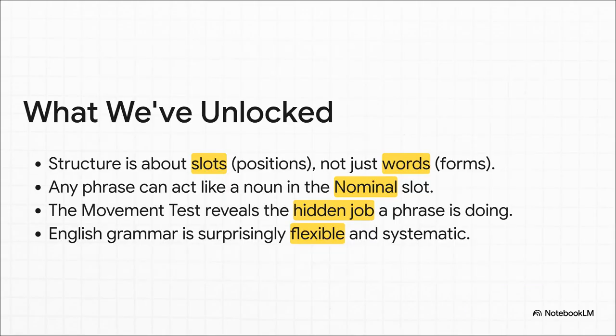So, let's recap what we've figured out. We've seen that sentence structure is really about slots and positions, not just the words themselves. We've learned that pretty much any word or phrase can step up and play the role of a noun if it's in that nominal slot. And we've got a great tool, the movement test, to figure out the hidden job a phrase is doing. The biggest takeaway here? English is way more flexible and systematic than you might think.